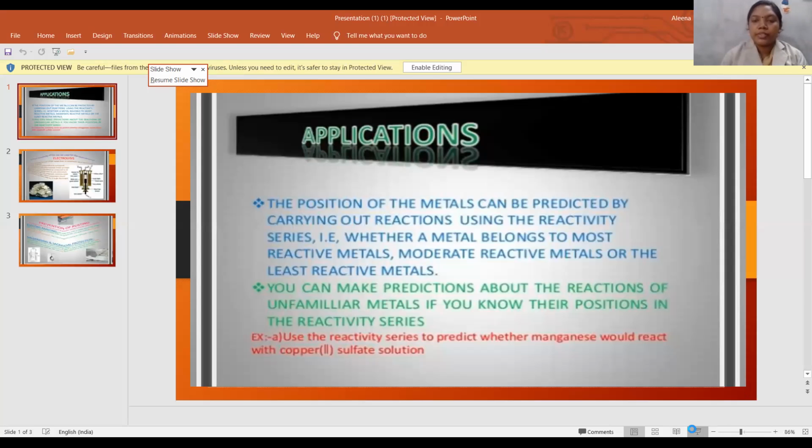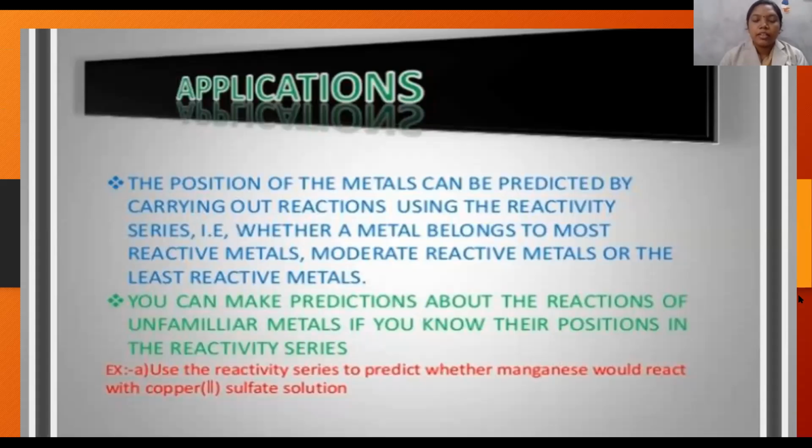So we have understood what a single displacement reaction and a double displacement reaction are. Now we are going to discuss the applications. First, the position of metals can be predicted by carrying out reactions using the reactivity series, that is, whether a metal belongs to the most reactive metals, moderately reactive metals or the least reactive metals. You can make predictions about the reactions of unfamiliar metals if you know their position in the reactivity series.